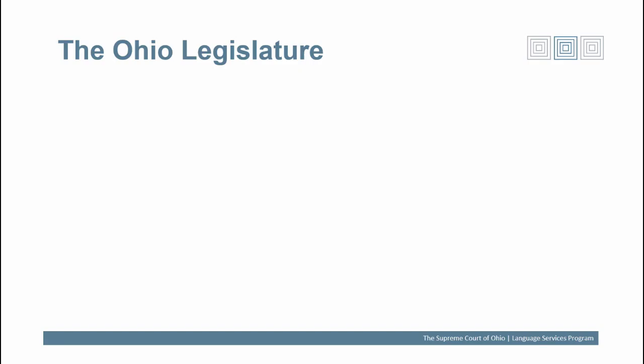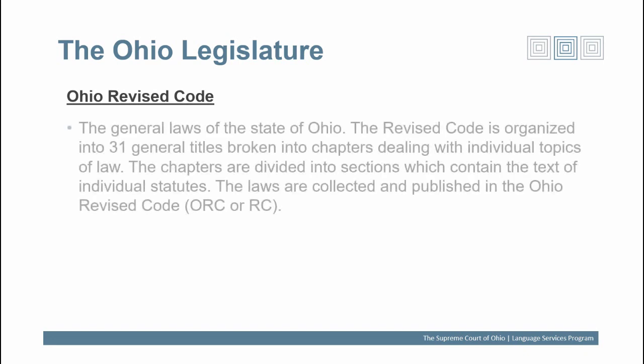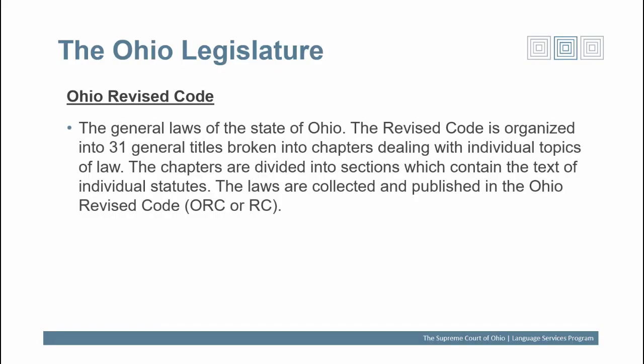The Ohio Legislature indicates the Ohio Revised Code as the compilation of the general laws of the state of Ohio. The Revised Code is organized into 31 general titles broken into chapters dealing with individual topics of law. The chapters are divided into sections which contain the text of individual statutes. The laws are collected and published in the Ohio Revised Code, also known as the ORC or RC by its initials.